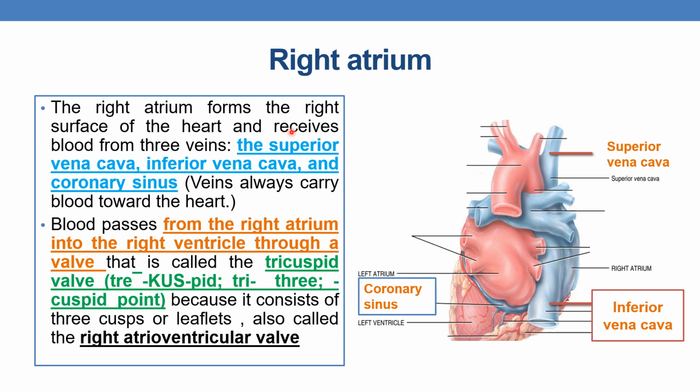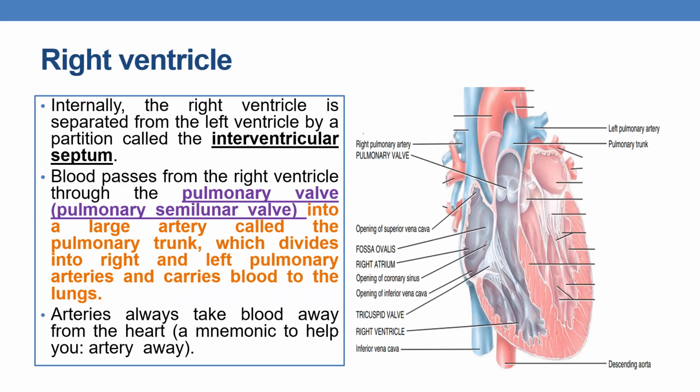And the right atrium forms the right surface of the heart and receives blood from three veins: superior vena cava, inferior vena cava, and coronary sinus. Now coming to the right ventricle. So here you can see this part is the right ventricle.